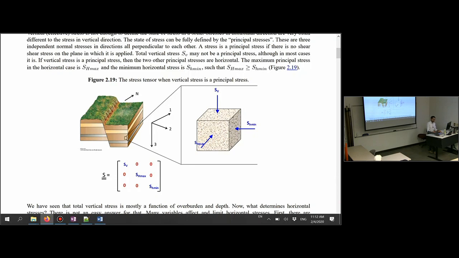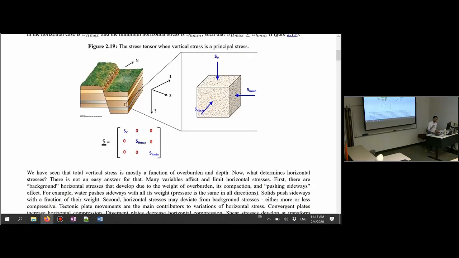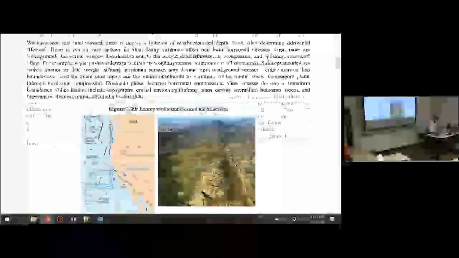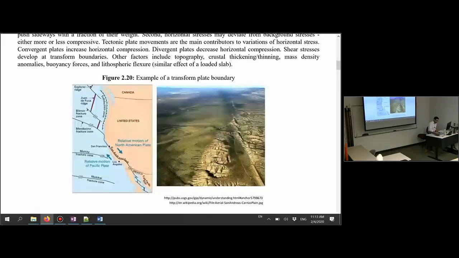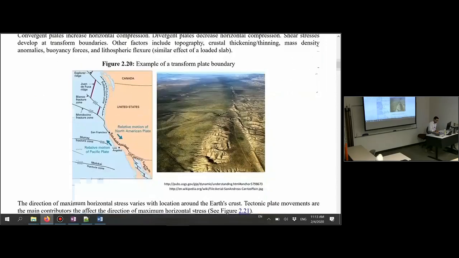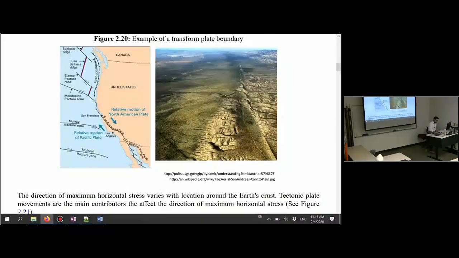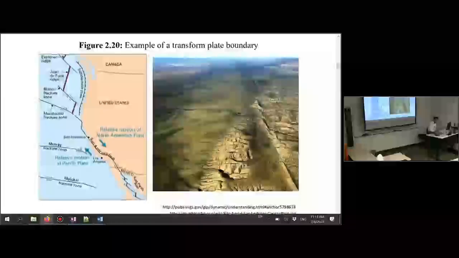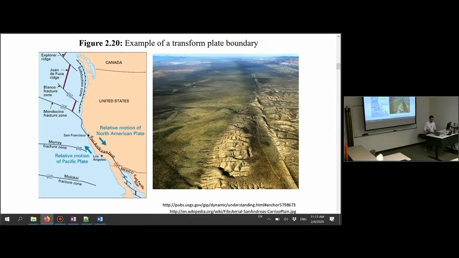All right, so let's take for granted now that these horizontal stresses are out there, and what we'd like to know is why they vary from place to place. And they're going to vary in magnitude and in direction. And here you have one example that can help you see the effect of horizontal stresses and what is the source of those changes of horizontal stresses.